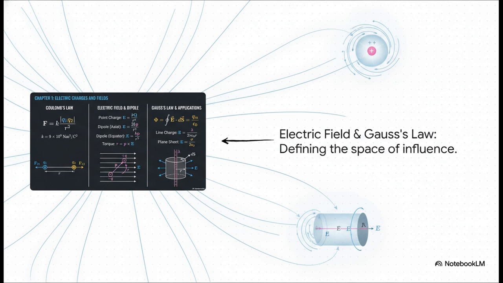And Gauss's law? Well, that's like a master key for calculating this field. It says that the total electric flux, the total number of field lines passing through any closed surface, is always equal to the charge enclosed inside that surface, divided by epsilon naught. Whenever you have a symmetrical charge distribution, this law is an absolute lifesaver.